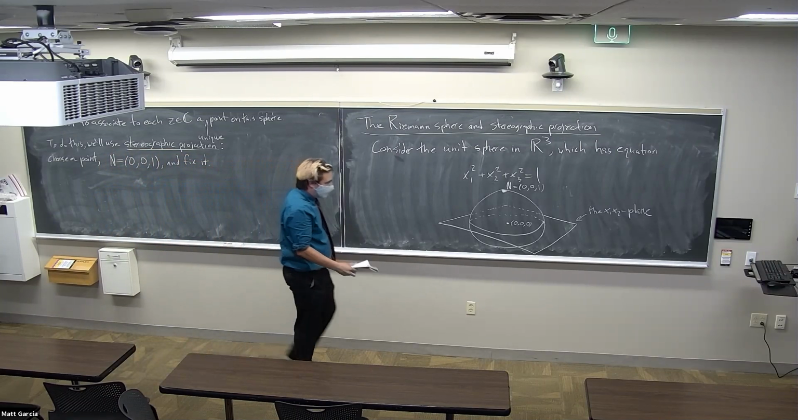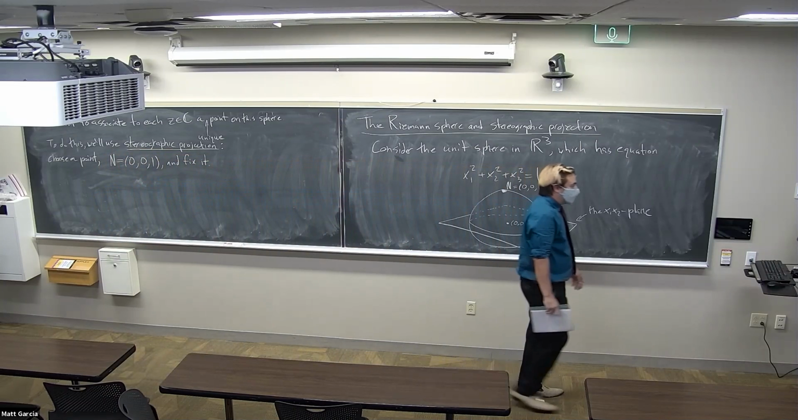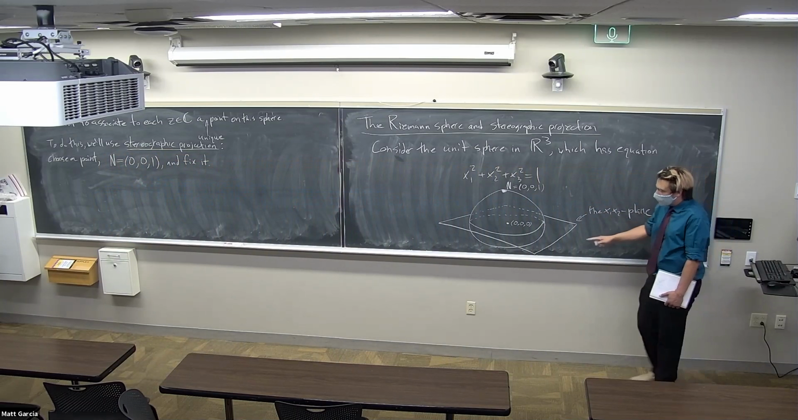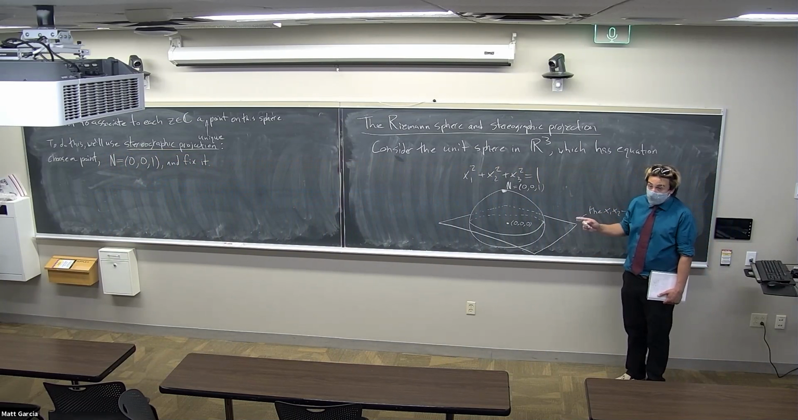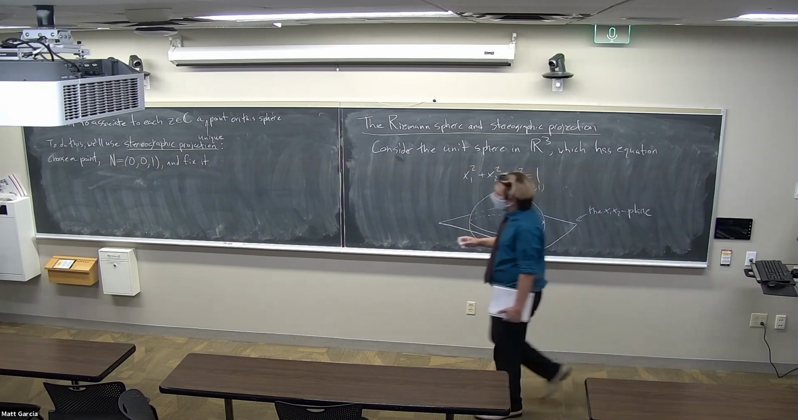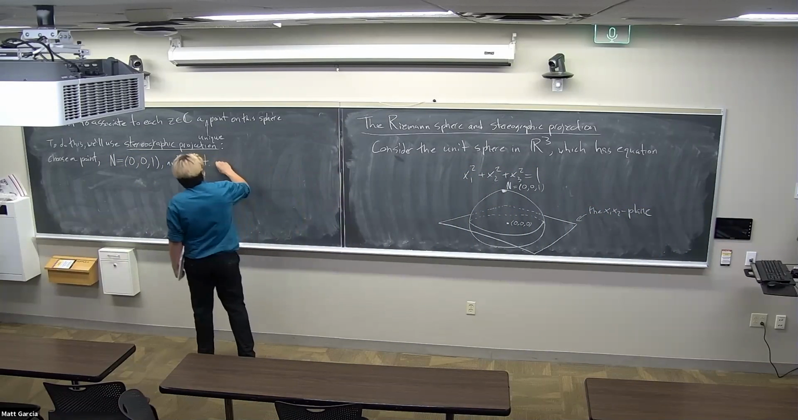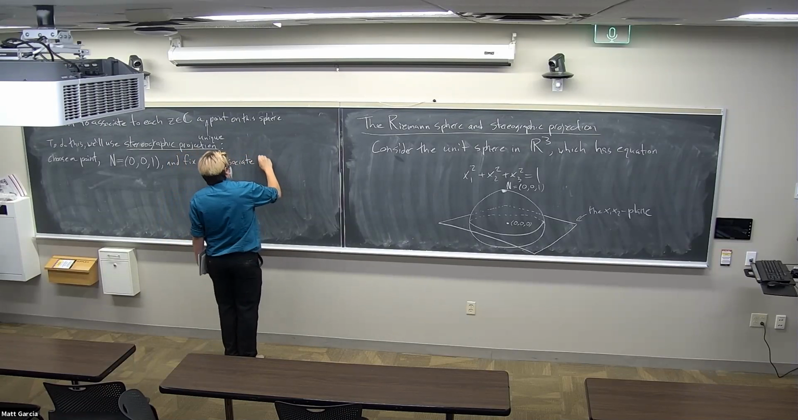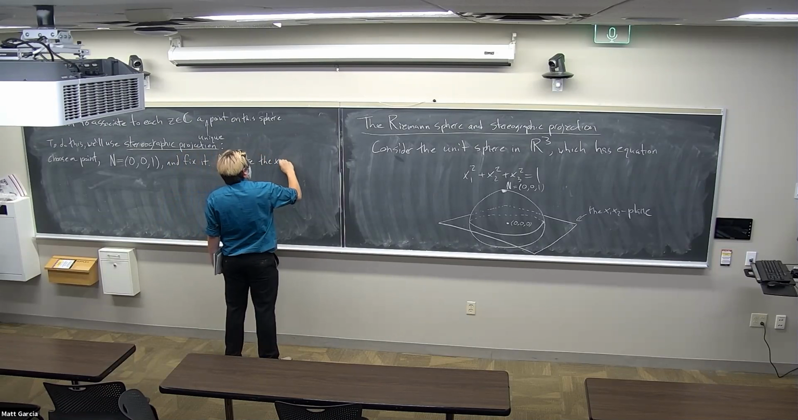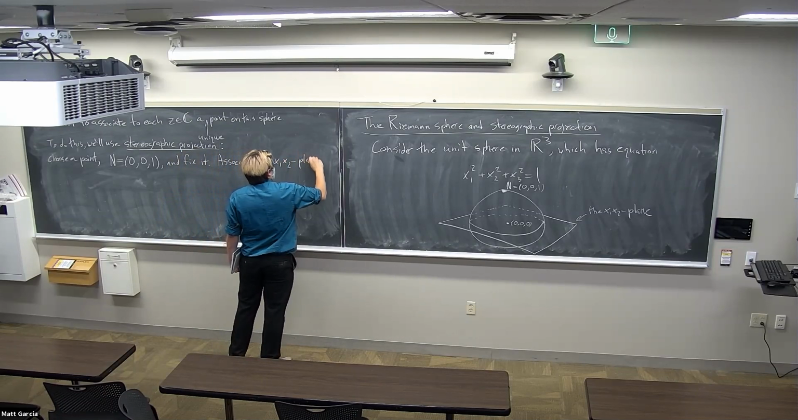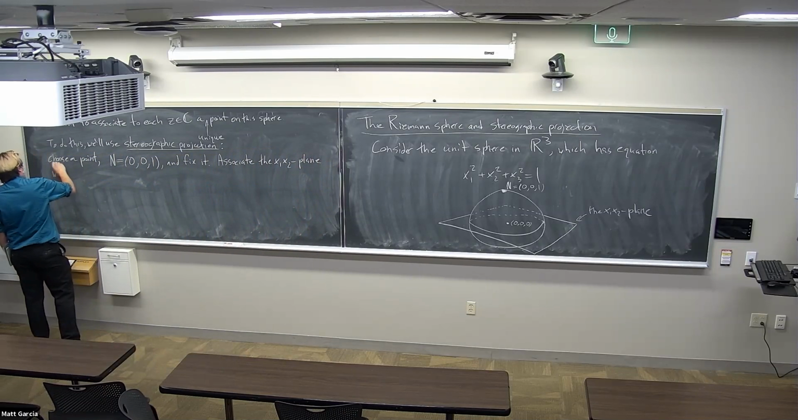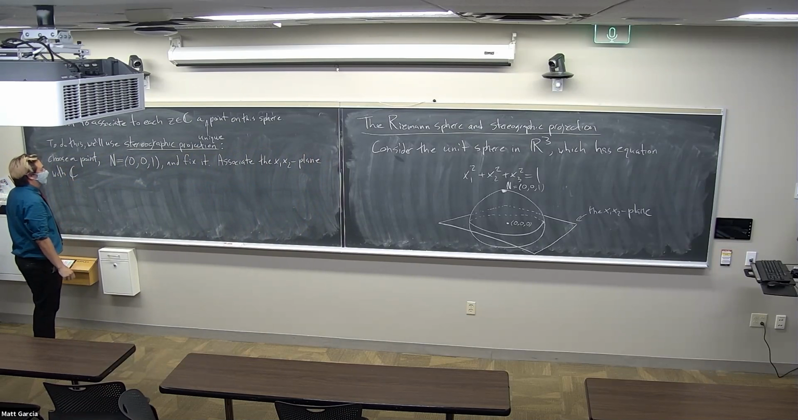Then what I'm going to do is associate the x1, x2 plane, this equatorial plane, with the complex numbers, or the complex plane, C.